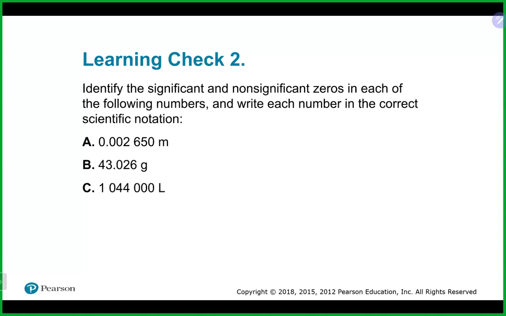Okay, we're going to continue on. Any questions so far on what we've been talking about? No? All right. Why don't you take a moment here, and for each of these, write this number in proper scientific notation with the proper number of significant figures, and see what you come up with for each of these.